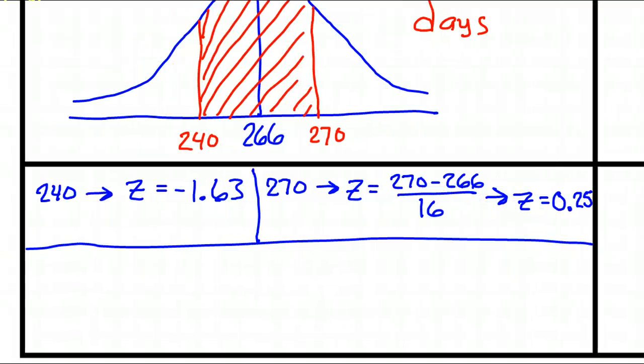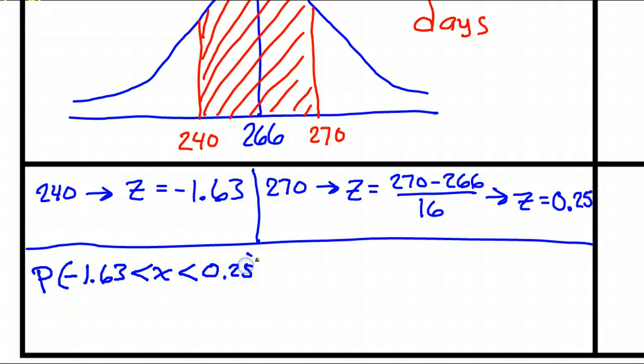Now let's put that into probabilities. We're trying to find the probability that our x value is between these two numbers. So what we need to do is write negative 1.63 is less than x, which is less than 0.25. You must write these symbols down. This is how you do between two z-scores. You put x between these two numbers. Always use these less than signs.